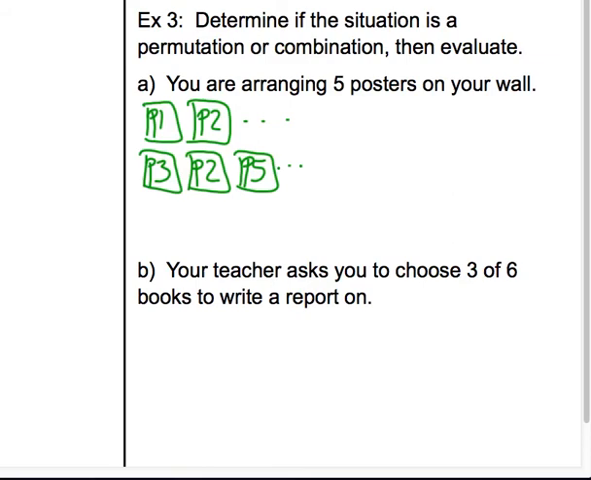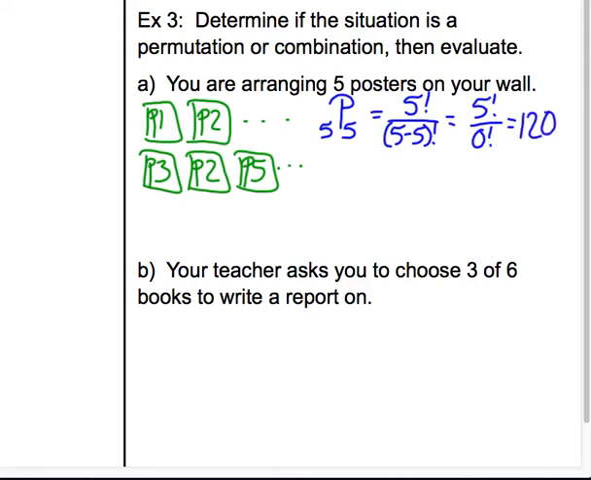So then we're going to evaluate. We have 5 posters that we are choosing from. We decided it was a permutation, and we're going to hang all 5 of them. So this is a 5P5. We're choosing every object in our group. So we get 5 factorial over 5 minus 5 factorial. So we get 5 factorial over 0 factorial. And this is where our definition of 0 factorial comes in. 0 factorial is 1. So we end up with 5 factorial, which is 120. So there's 120 different arrangements of the posters for our wall.